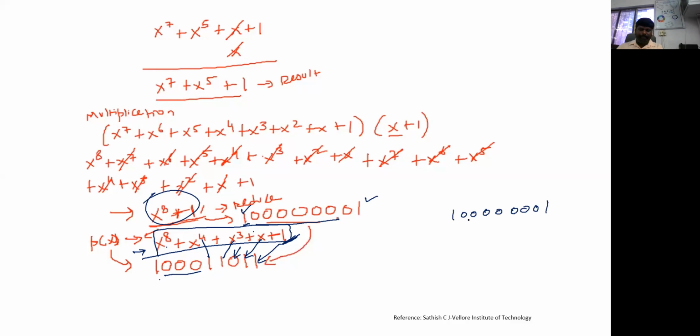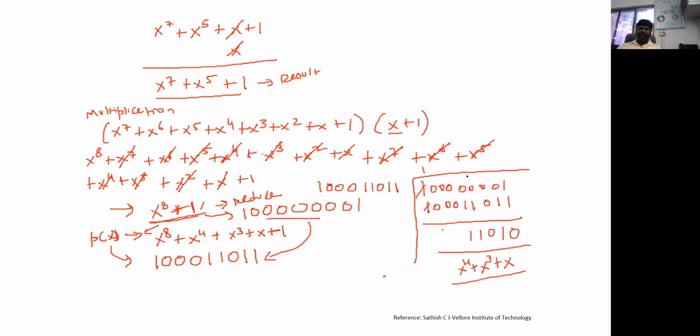I have added one extra 0, right, which makes 4 plus 4, 8 bits. Now this entire information has to be divided by 1 0 0 0 1 1 0 1 1. If you do the division operation, we'll get these results, which is x power 4, x power 3, and then x. Now we can check whether this is part of the 2 power 8 Galois field.